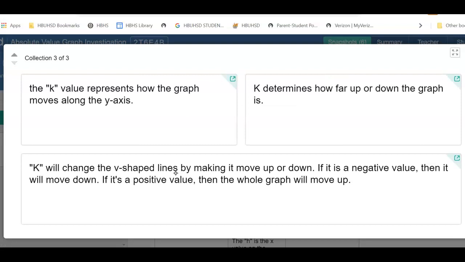And then finally K. So some responses up here, okay, that K represents how the graph moves along the y-axis and determines how far up or down the graph is, okay? So it determines where that vertex is moving up or down, which specifically corresponds to the y coordinate, okay? And so if you read the last response, if it's a negative value, then it's moving it down. If it's a positive value, then it's moving it up.